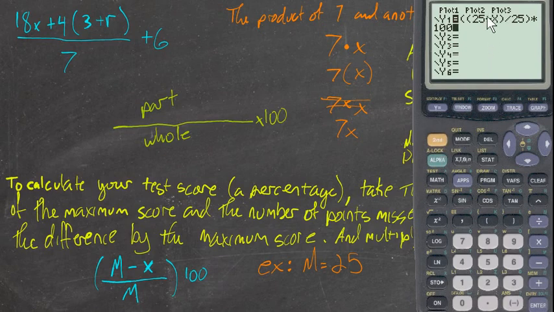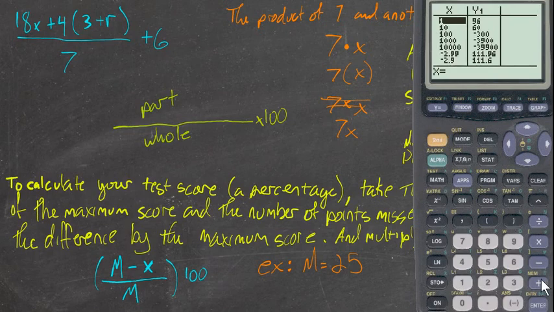So in order to enter values in for x, I can hit second table. Let's just, there we go. I can just delete all these. Okay, so let's say somebody missed all 25. That means that you get 25, the maximum score in our example, minus 25, which is 0, divided by 25. Doesn't matter that we're divided by 25. 0 divided by 25 is going to be 0. 0 times 100 would be 0. So if you missed all 25, you get 0.